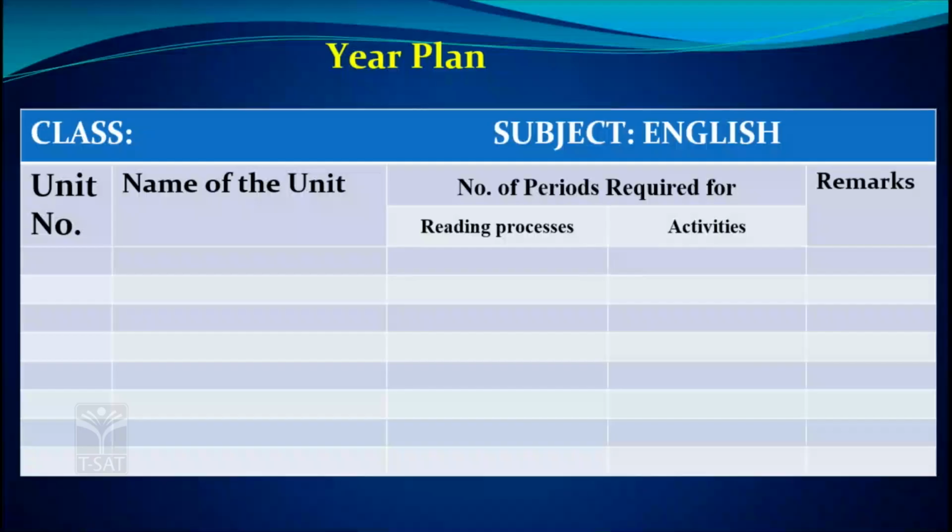And when you come to unit plan, it is a small version of the year plan. It tells us the number of units that we need to complete and the activities that we can take up while working with the unit, whereas period plan. So, you can see year plan comprises unit plans and unit plan comprises period plans. Now, let us see the layout first. So, year plan has this system: unit number and name of the unit and number of periods required for reading processes and activities. If there are any remarks, we have to make a note.